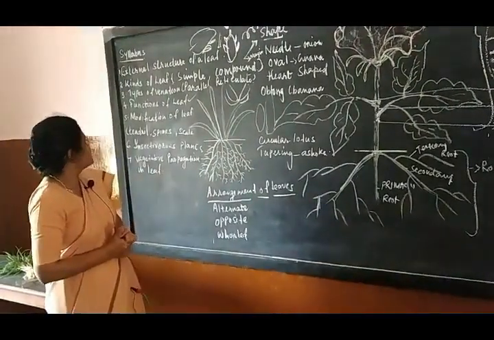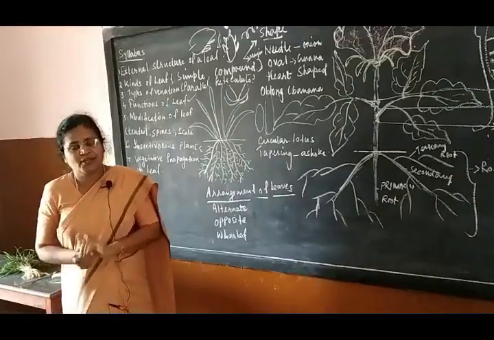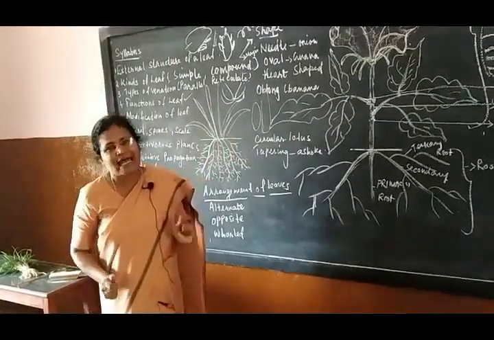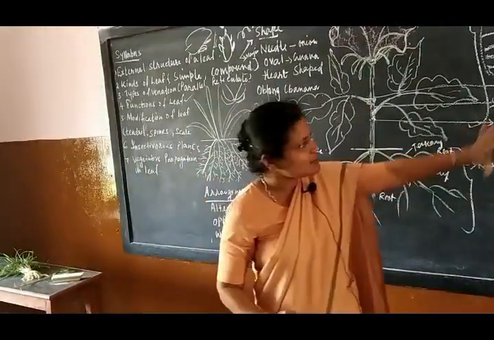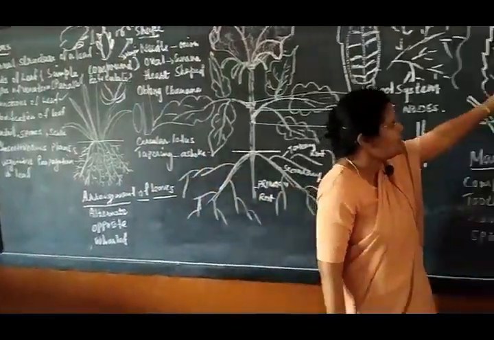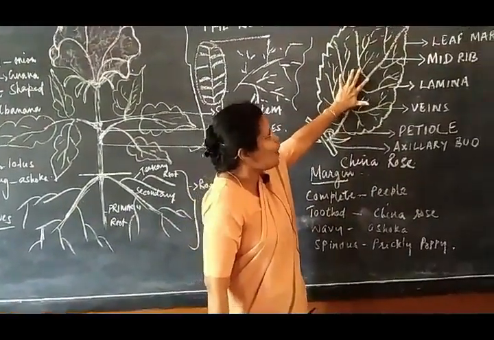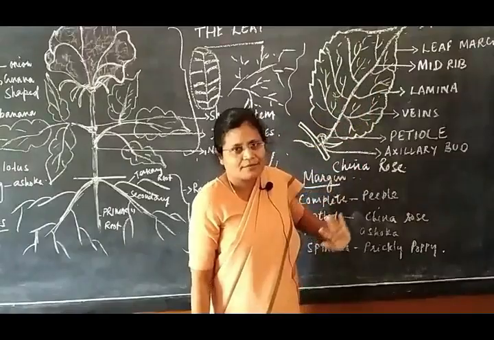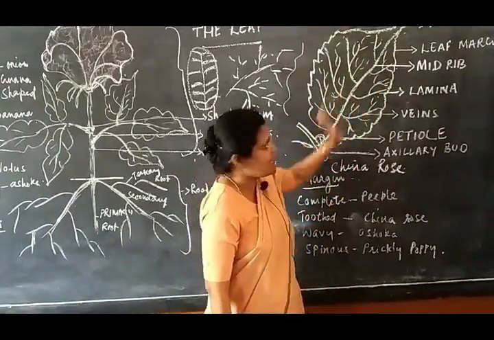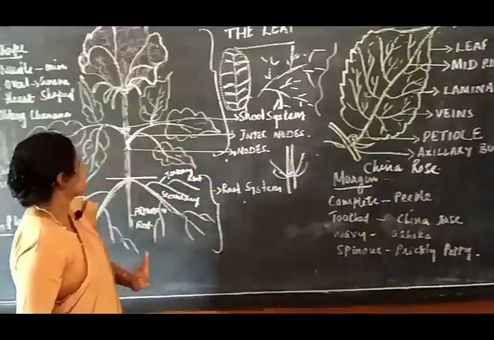Then we learned about the types of venation. I told you it is the arrangement of veins on a lamina. I told you what is lamina? The green, broad, flat part is called a lamina. So the arrangement of veins on a lamina is called venation.